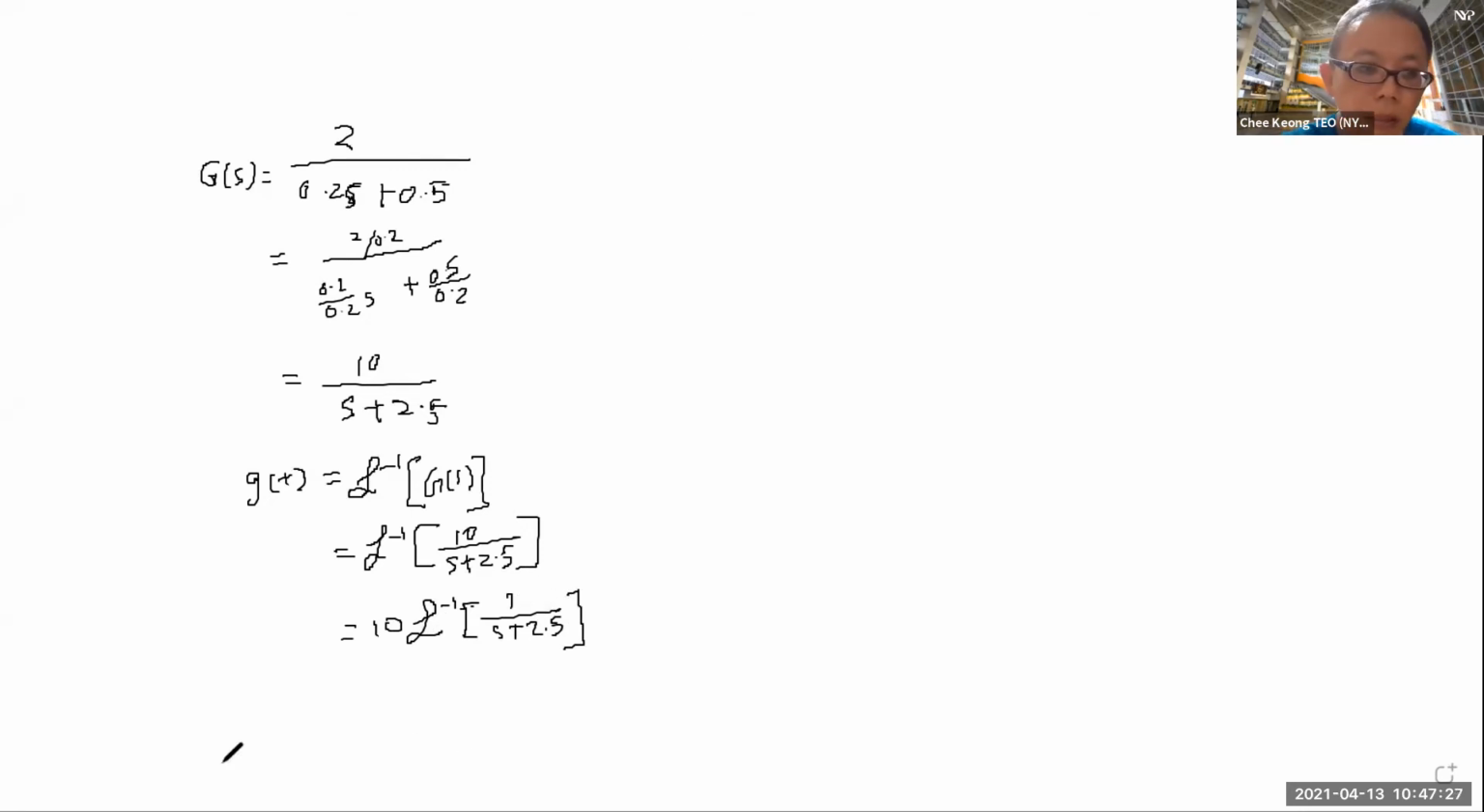If we take a look at the formula sheet, let me see if I can find it, and go to the Laplace table. Okay, let me share the screen with you first before I go further. Let me share the screen for the formula sheet.